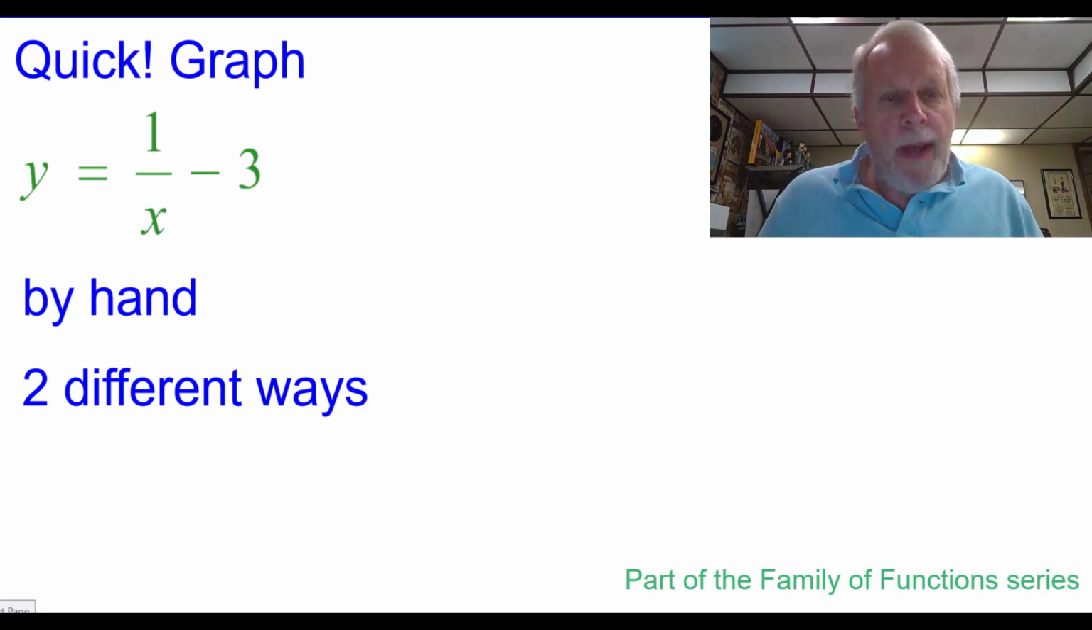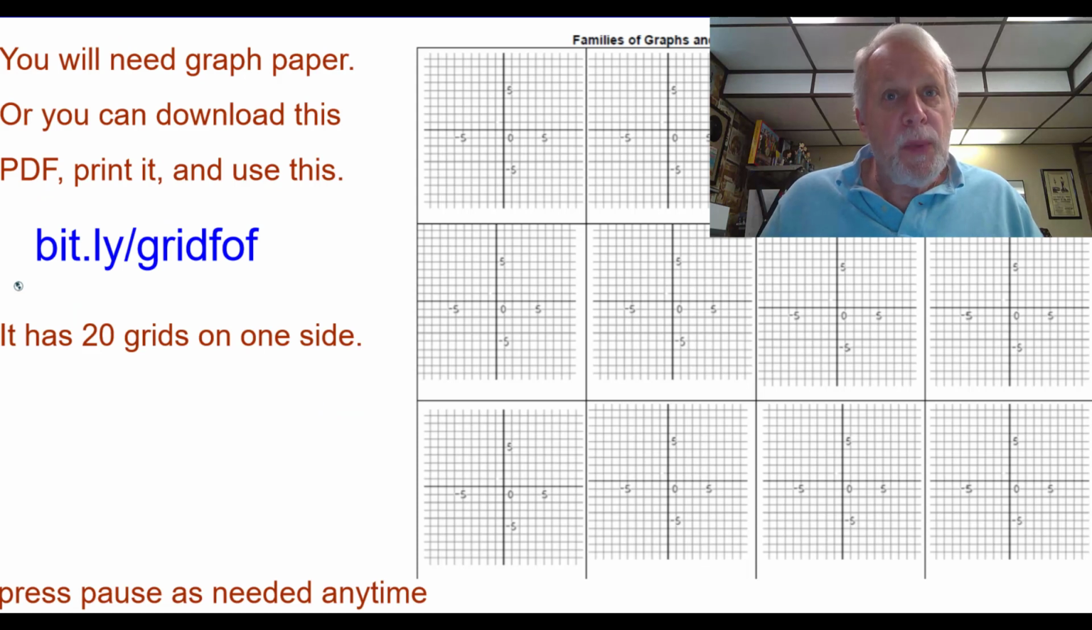Quick, graph y equals 1 over x minus 3 by hand, 2 different ways, part of the family of functions series. You will need graph paper or download this PDF and print it. Press pause as needed anytime.